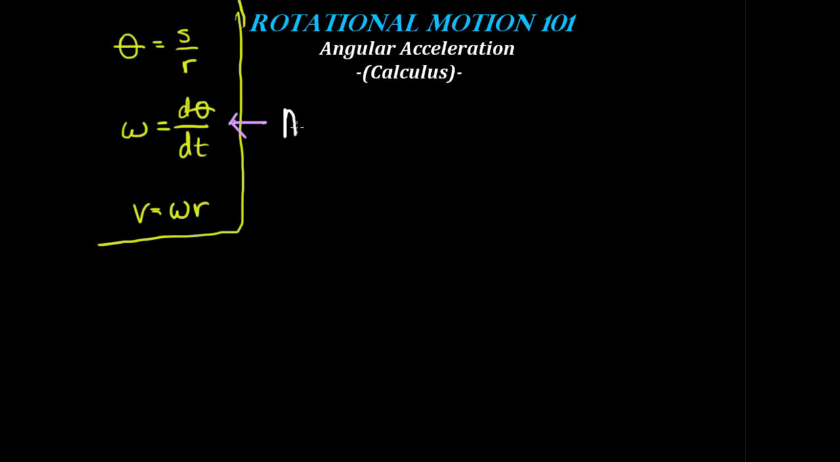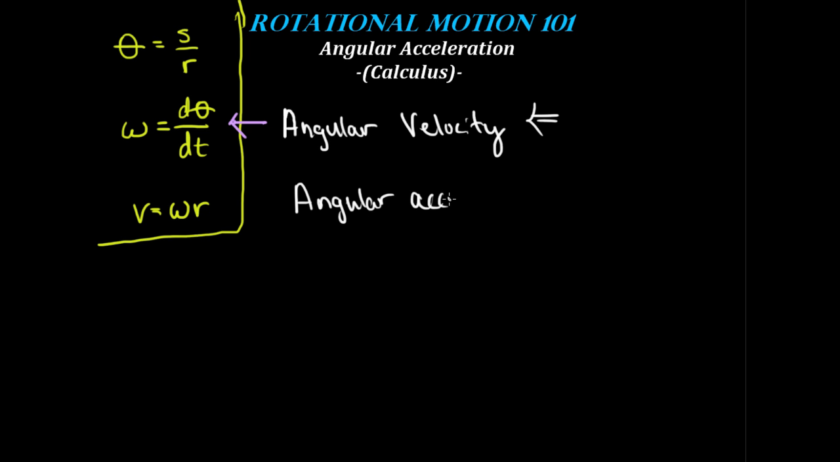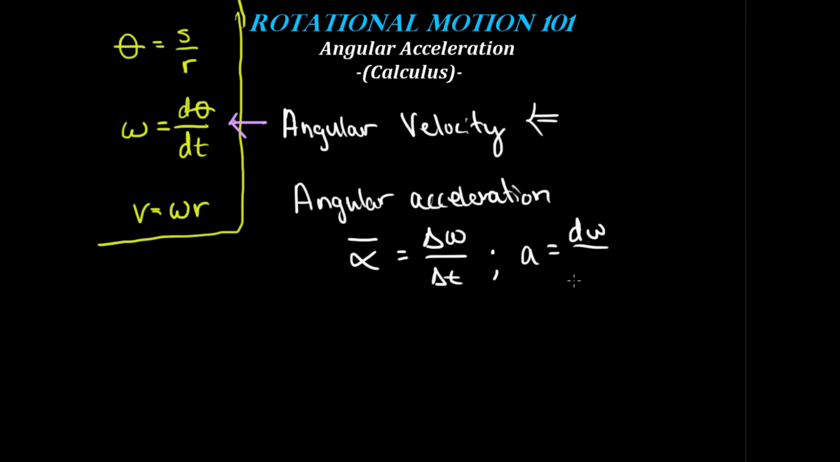Now this is angular velocity. If this angular velocity changes, what occurs? Well, an angular acceleration must have taken place. We use the Greek letter alpha. This is the change in angular velocity over the change in time. This would be average angular acceleration, whereas instantaneous would be the derivative, dω over dt.